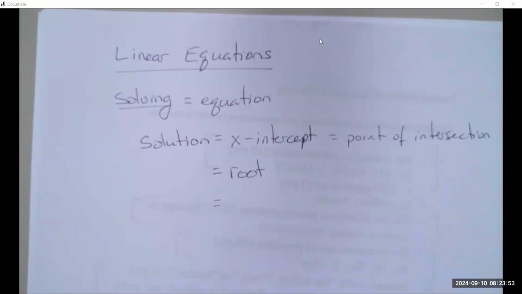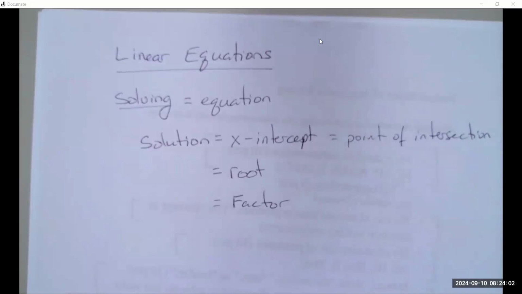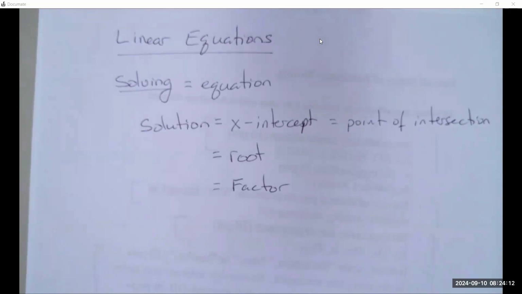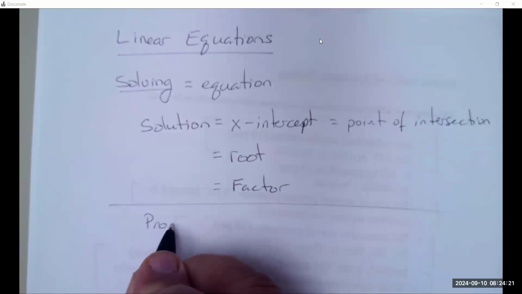And there's one more. It's the root of an equation, the factors. So whenever you're asked to solve something, there's other ways they can say it. To find, it's a process of opposites.